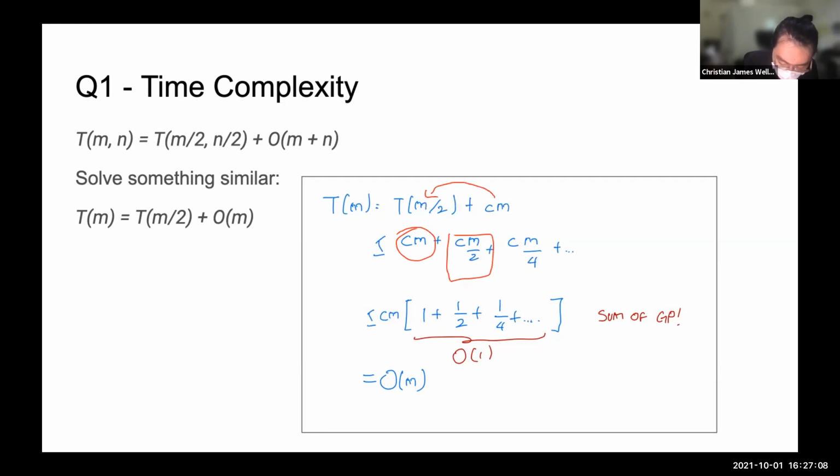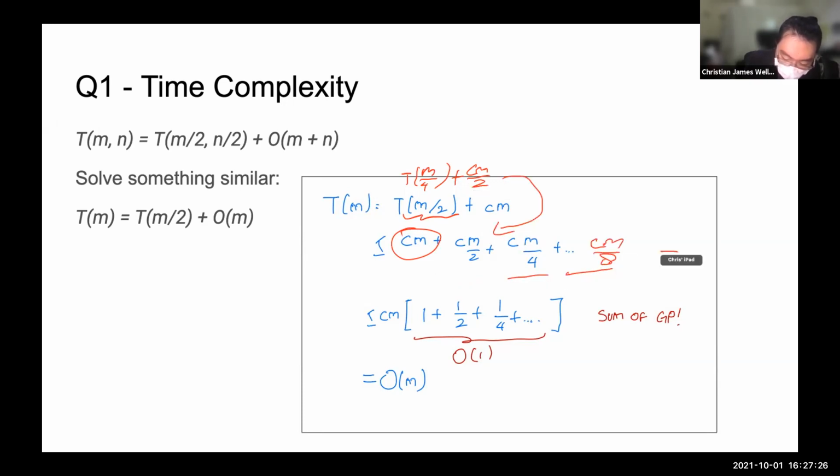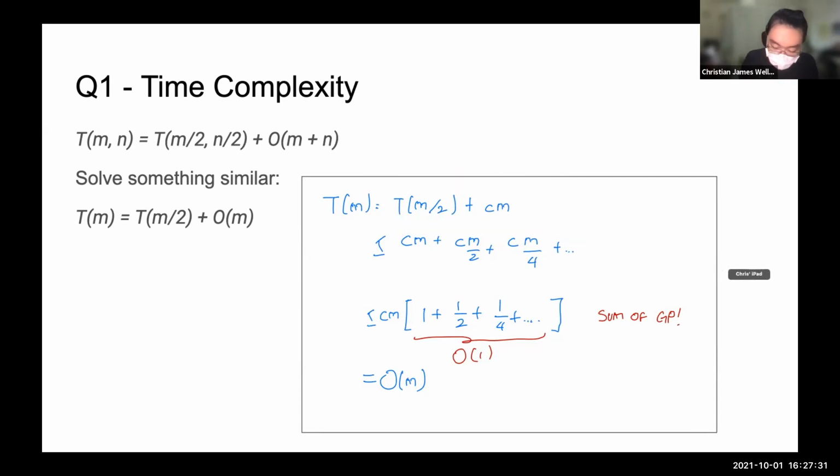Okay, wait, sorry, never mind. I'll repeat that again. CM, then you expand the T(M over 2), you get something like T(M over 4) plus CM over 2. So this is where the CM over 2 came from, and so on. This will be CM over 8, over 16, and so on. Then basically you can factor out the CM, and notice that 1 plus a half plus a quarter and so on is the sum of a GP.